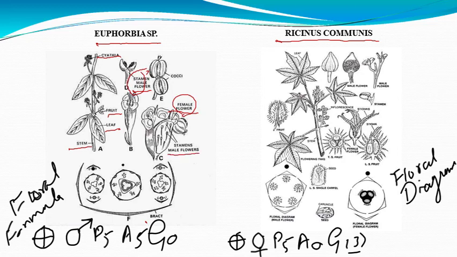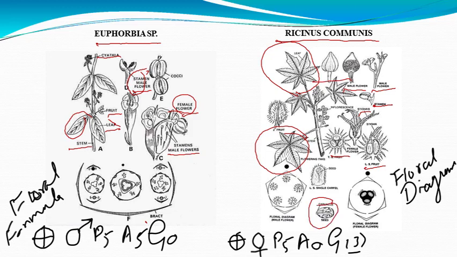Similarly, in case of Ricinus communis or castor plant, here we have a male flower, then we have a female flower here, and here we have stamens, then we have the fruit that is specifically schizocarpic in nature, then we have the inside leaf, this is one, the female flower, this was the inside leaf also, and here we have a simple leaf. Here we have the seed that is endospermic in nature.